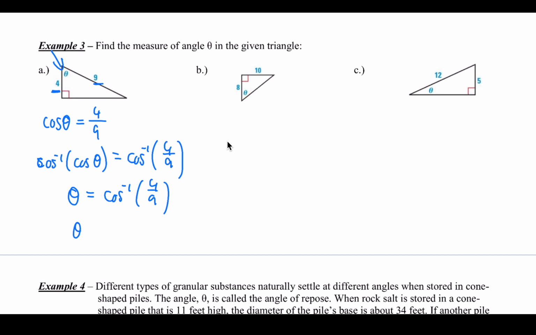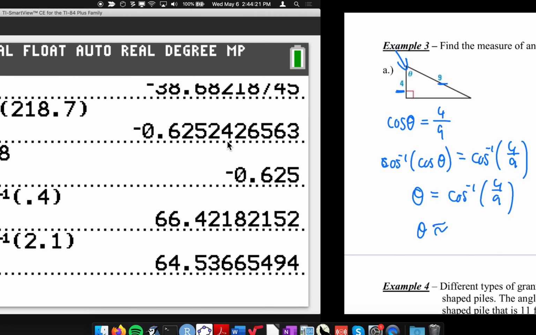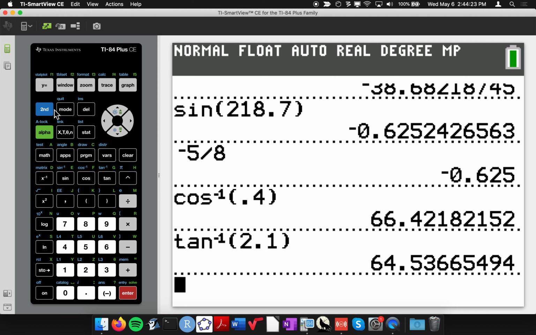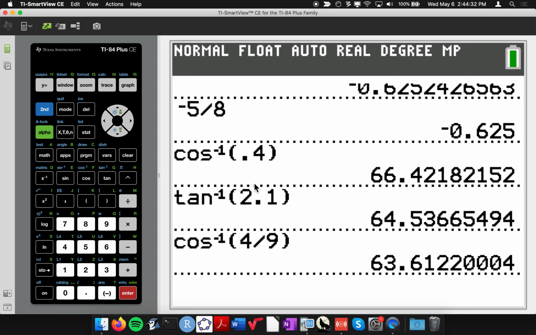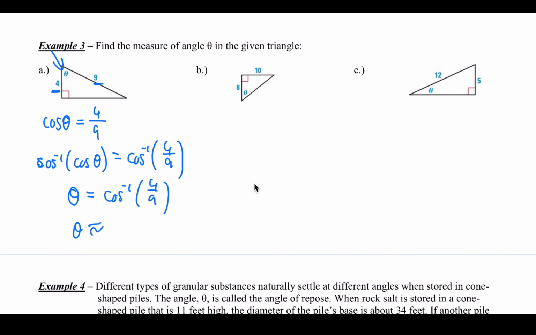Okay? And then just give me an approximate answer. And again, for this kind of stuff, 4 over 9 is not something we know. You just go straight to your calculator and do cosine inverse of 4 over 9. And you get 63.6. And I'm in degree mode. Okay, 63.6, degree mode. All right?